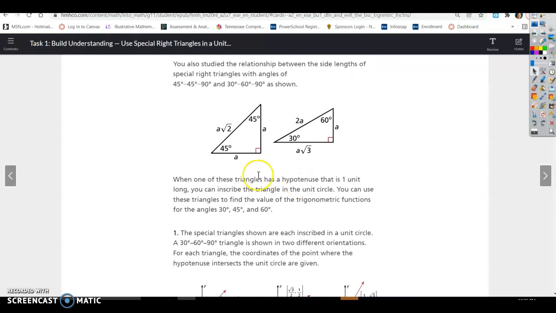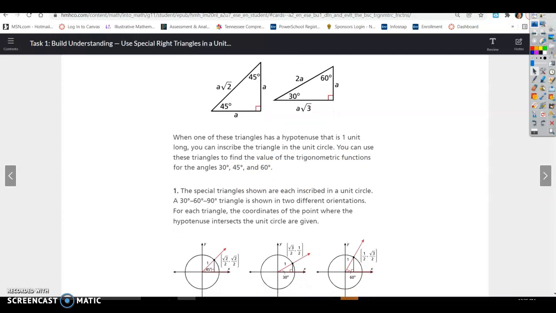All right, so when you have these triangles and it has a hypotenuse that is 1 unit, you can inscribe the triangle in a unit circle. You can use these triangles to find the value of the trig functions for a 30, 45, and 60 triangle. So let's look at that. It says the special triangles shown are each inscribed in a unit circle. A 30, 60, 90 triangle is shown in 2 different orientations. For each triangle, the coordinates of the points where the hypotenuse intersects the unit circle are given.